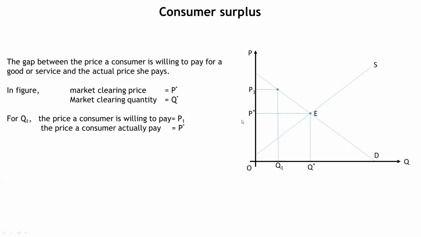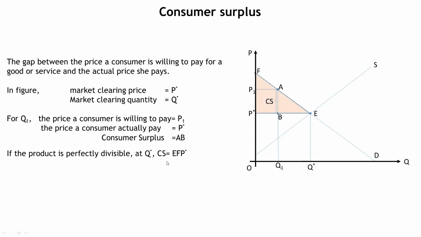The gap between these two prices, that is the gap between P star and P1, is the consumer surplus, which is equivalent to AB. Hence, consumer surplus is AB. Now, if the product is perfectly divisible, for equilibrium quantity Q star, consumer surplus will be the area between the demand curve and price line up to Q star. That is, consumer surplus will be the area of the triangle EFP star.